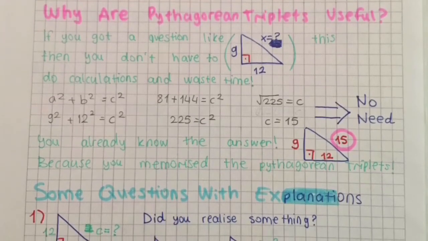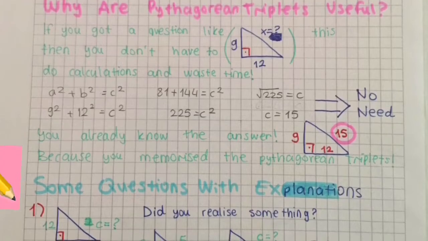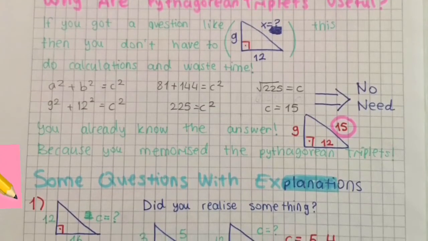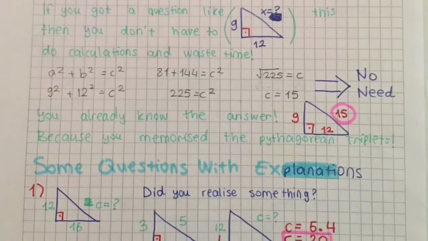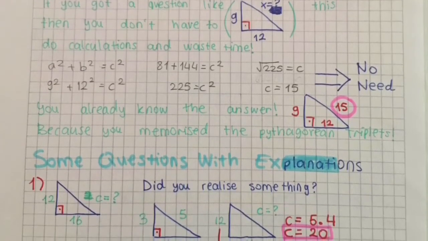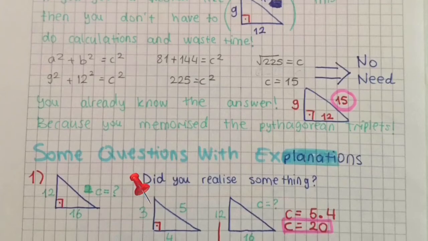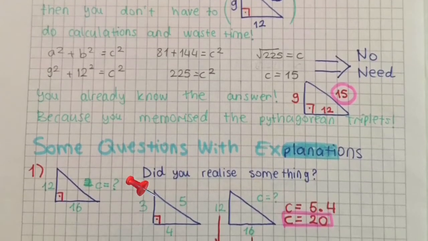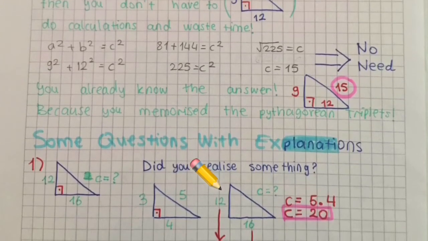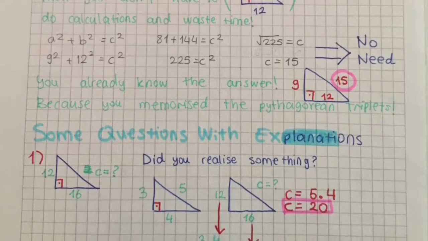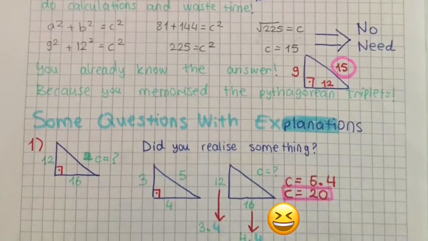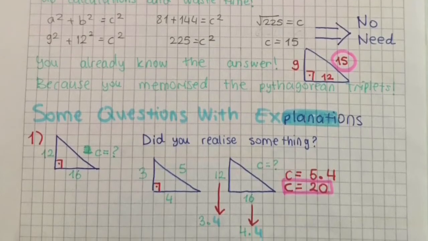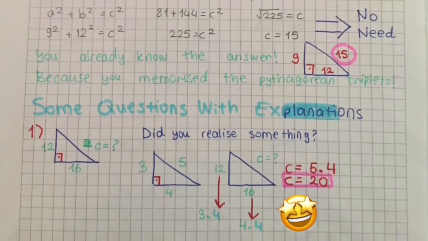Also, you can find a connection between Pythagorean triplets. For example, in this question we have 12 as one side and 16 as another one, and the C side is missing. Did you realize, first of all, let's remember, we have a triangle called the 3, 4, 5 triangle. When you multiply all of its sides by 4, you end up with 12, 16, and 20. It matches. We have 12, we have 16, and the hypotenuse is missing. If we multiply 5 by 4, we end up with 20. So 20 is C. It's our answer.